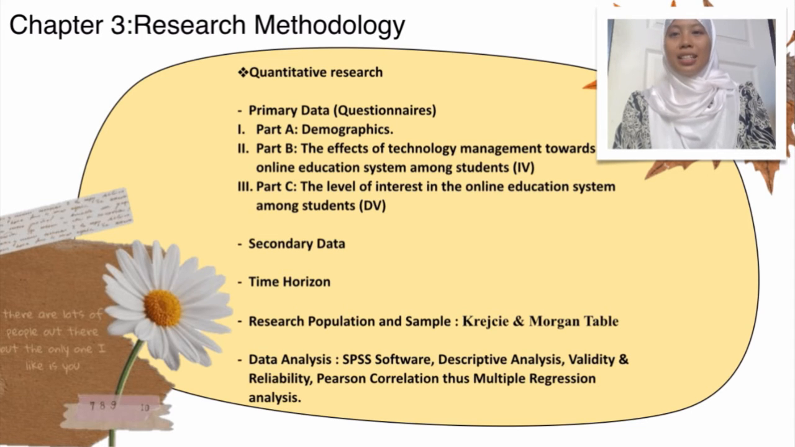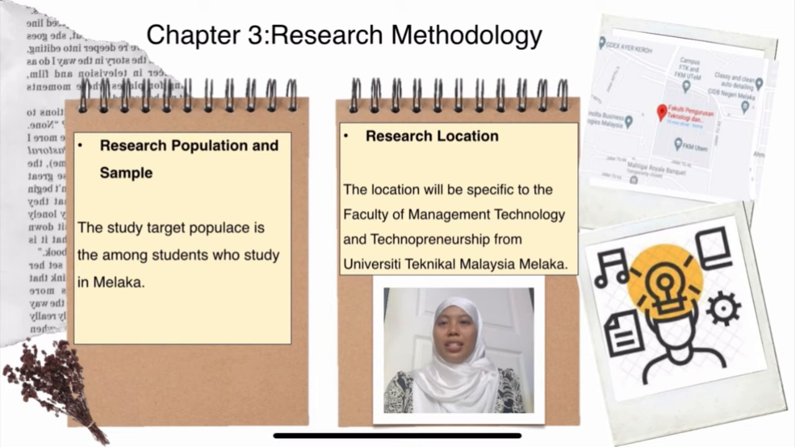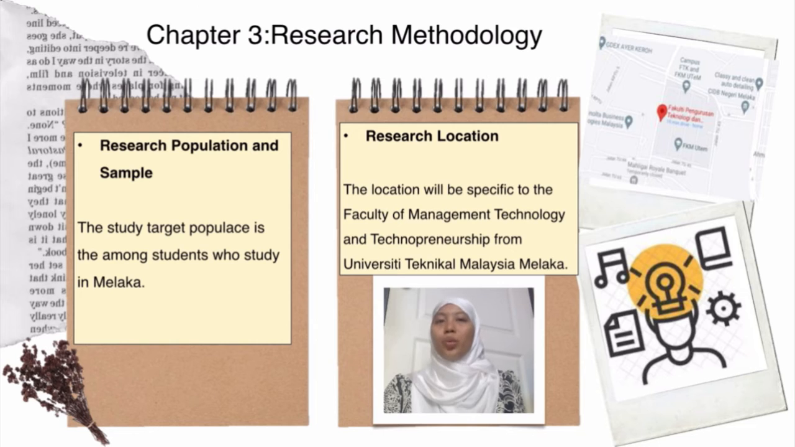As we can see on the left side, research population and sample. In accordance with Adam Hayes 2019, a simple random sample is a subset of a measurable population in which each part of the subset has an equal probability of being chosen. A simple random sample is implied to be an impartial representation of a group. The study target population is the number of students who study in Melaka in the first year degree batch of students in FPTT. Next, on the right side, research location.